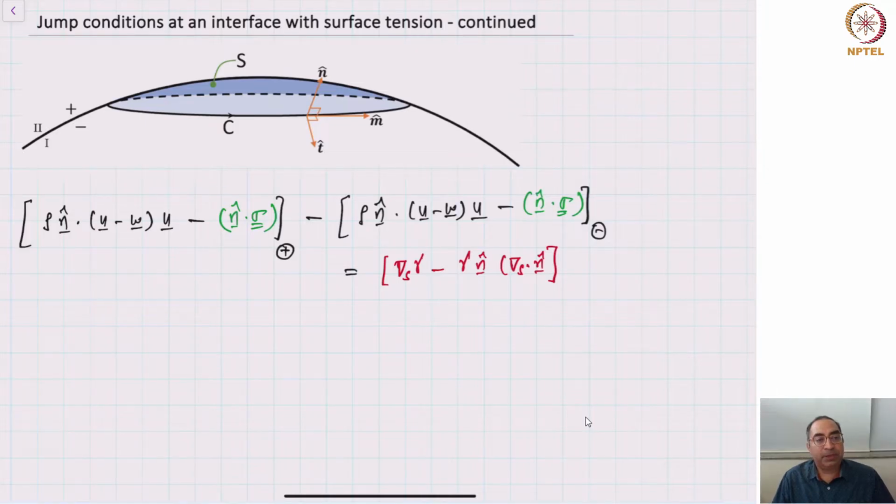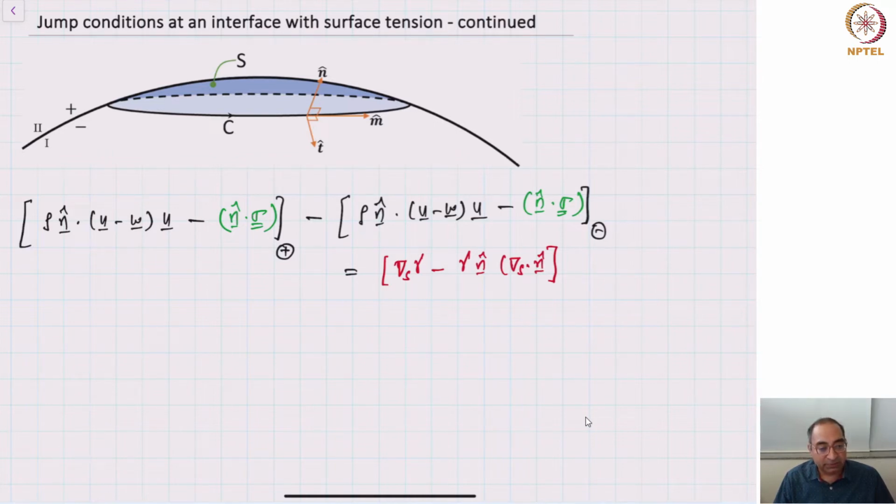Hello everyone. In today's lecture, we'll be looking at jump conditions in interface with surface tension. This is a continuation of what we derived in the last lecture. The expression that we derived by taking surface tension into account is given below. It has basically three parts to it.